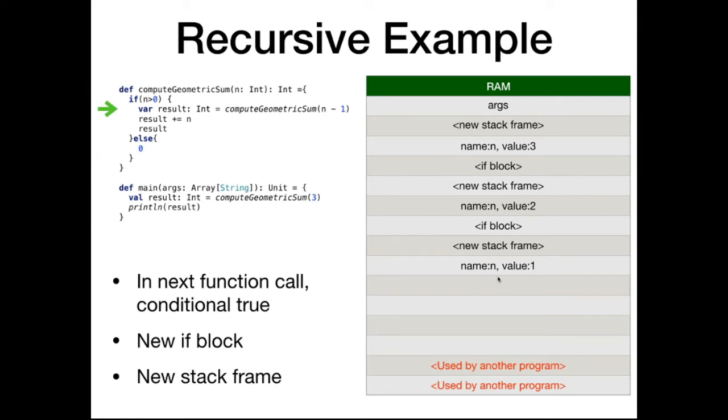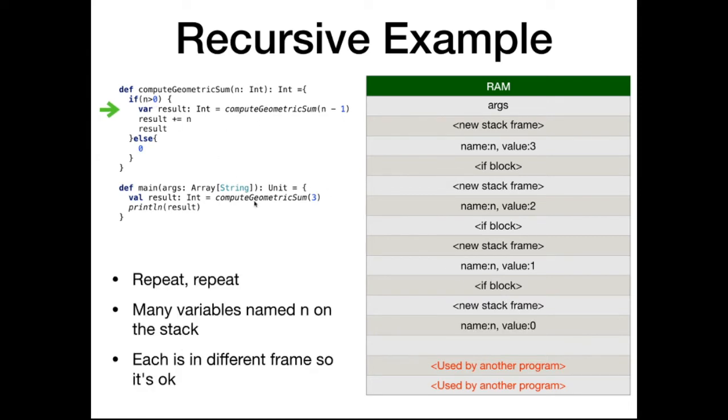No big deal. Now we have n equals 1. It's still greater than 0. New if block, new stack frame, new n, new value for n. And we just keep running this. We keep adding new stack frames. And it's just not a big deal for us. Now our condition is false. 0 is not greater than 0. We're going to hit the else.